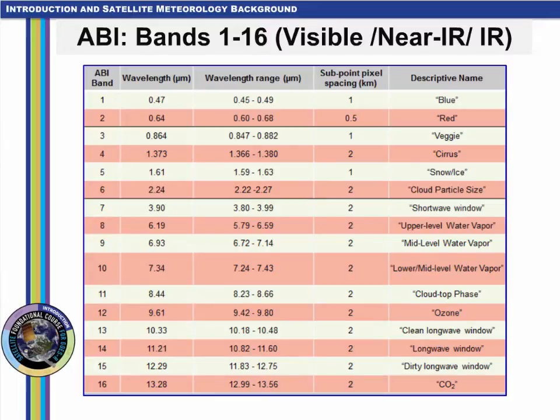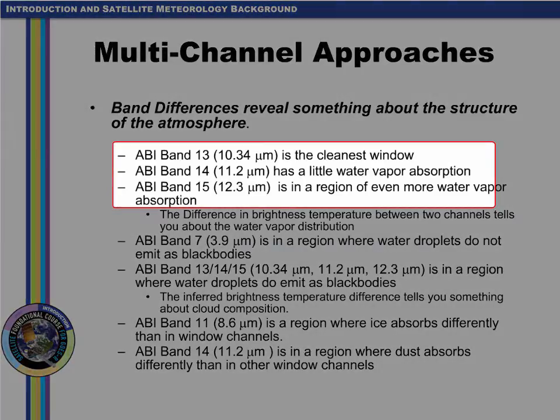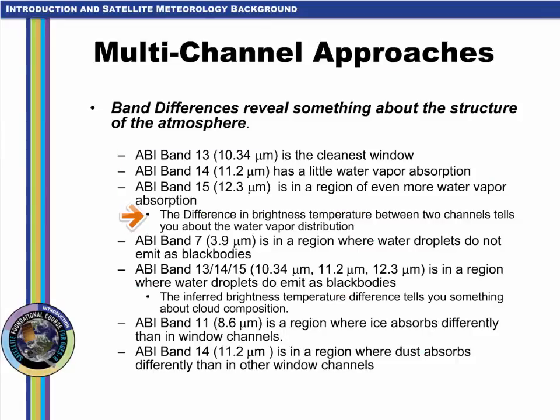There are satellite foundation course trainings on the individual bands. Check them out. When you're looking at band differences, or at RGBs, or even just comparing one band to another, it's important that you understand the physics of the band in question. Why is that particular band included on ABI? There are training modules on individual bands to which you can refer. When band differences are considered, what differences between the bands exist and why? Some of those are listed on this slide and will be considered more in depth in this training.